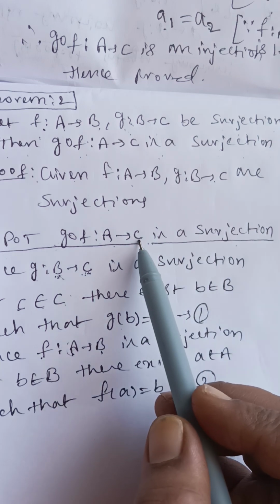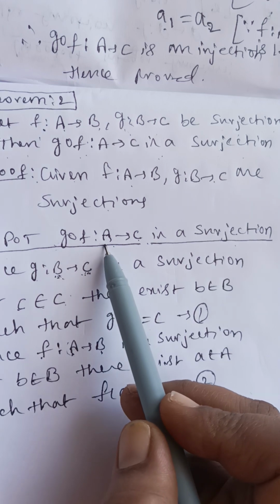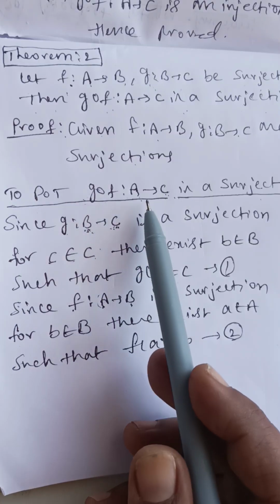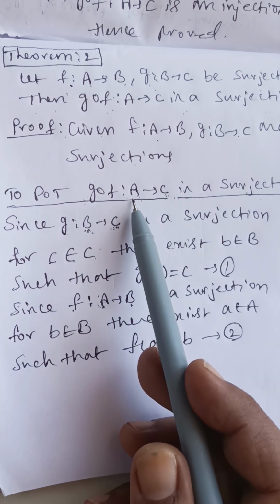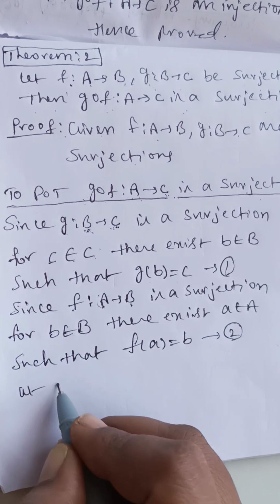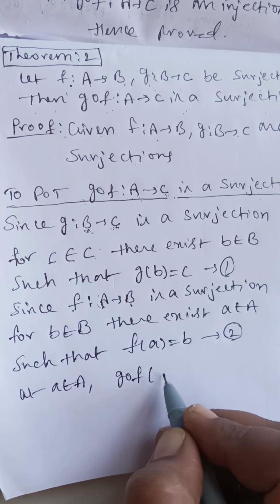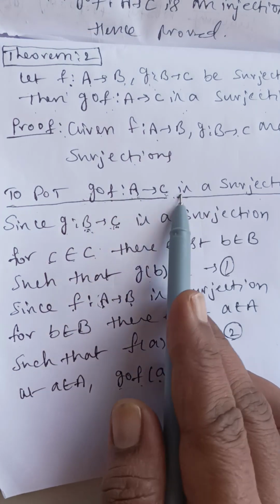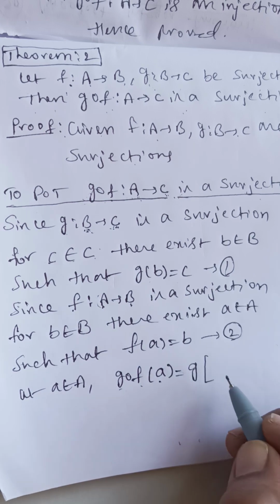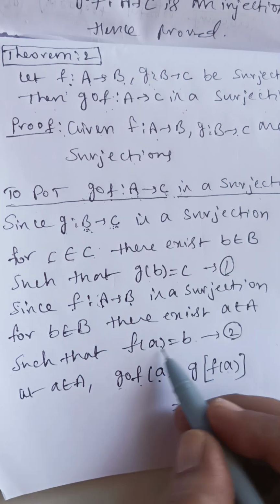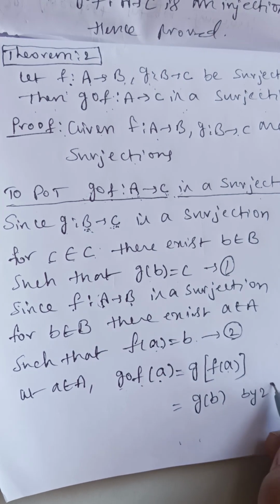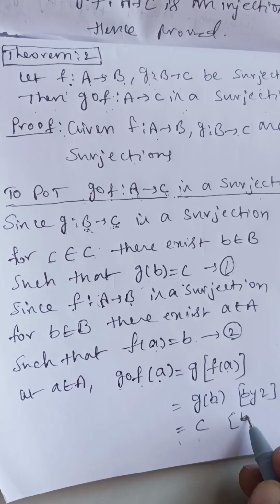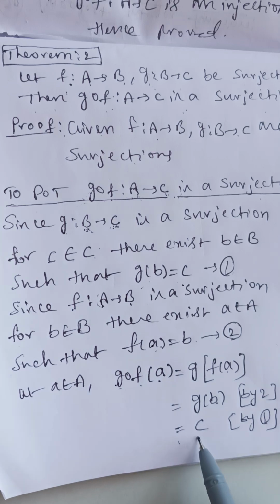Okay, we have to prove that g circle f maps A to C is a surjection. So for that, for an element c belongs to C, there exists small a belongs to A such that g circle f of a equal to c. So taking an element a belongs to the first set, let small a belong to capital A. We have to prove g circle f of a equal to c. Okay, g circle f of a can be written as g of f of a, and f of a is b from the second equation. By the second equation it is equal to g of b, and g of b equal to c from the first equation. So g circle f of a equal to c.